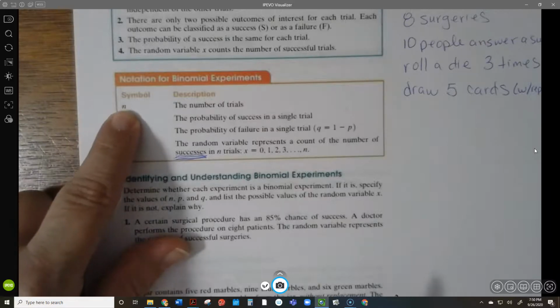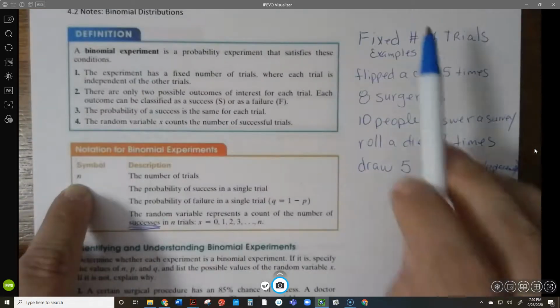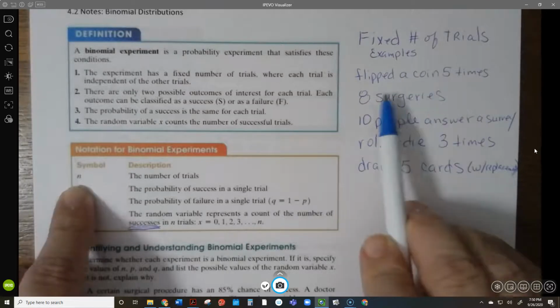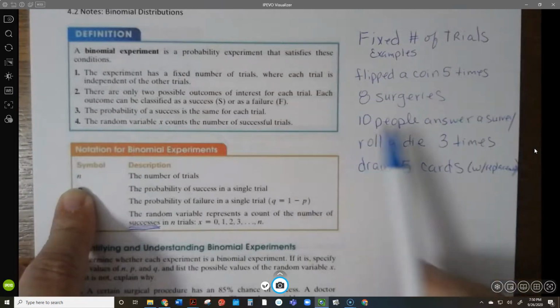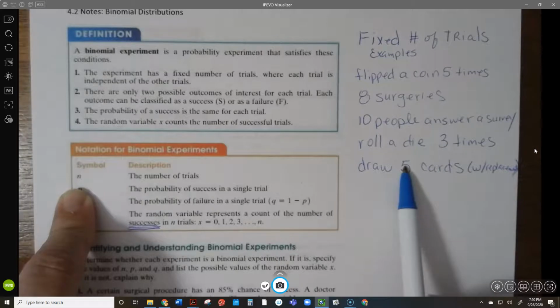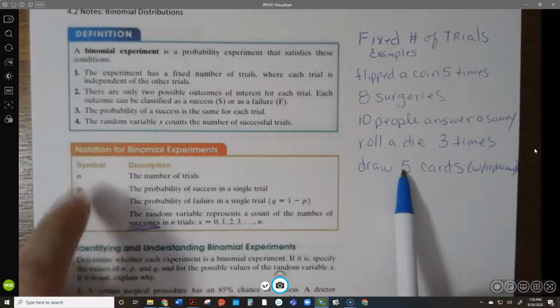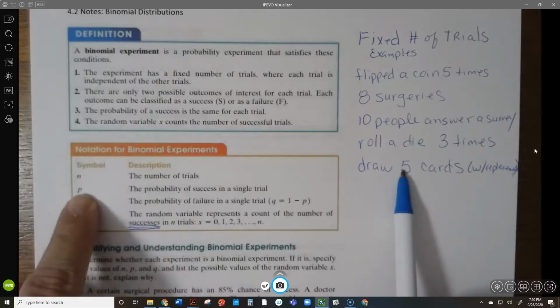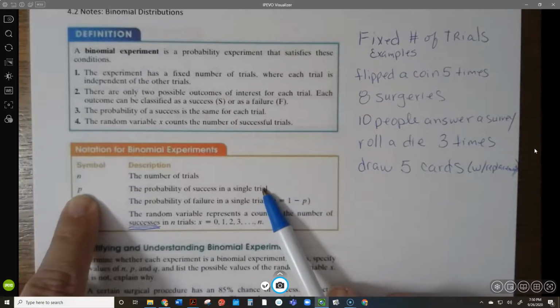N is going to stand for the number of trials that you have. So in this problem right here, n would be 5, n would be 8, n would be 10, n would be 3, n would be 5. N's pretty easy to do, the number of trials. P is going to be the probability of success, and that's almost always given. So you're not going to have to calculate this.